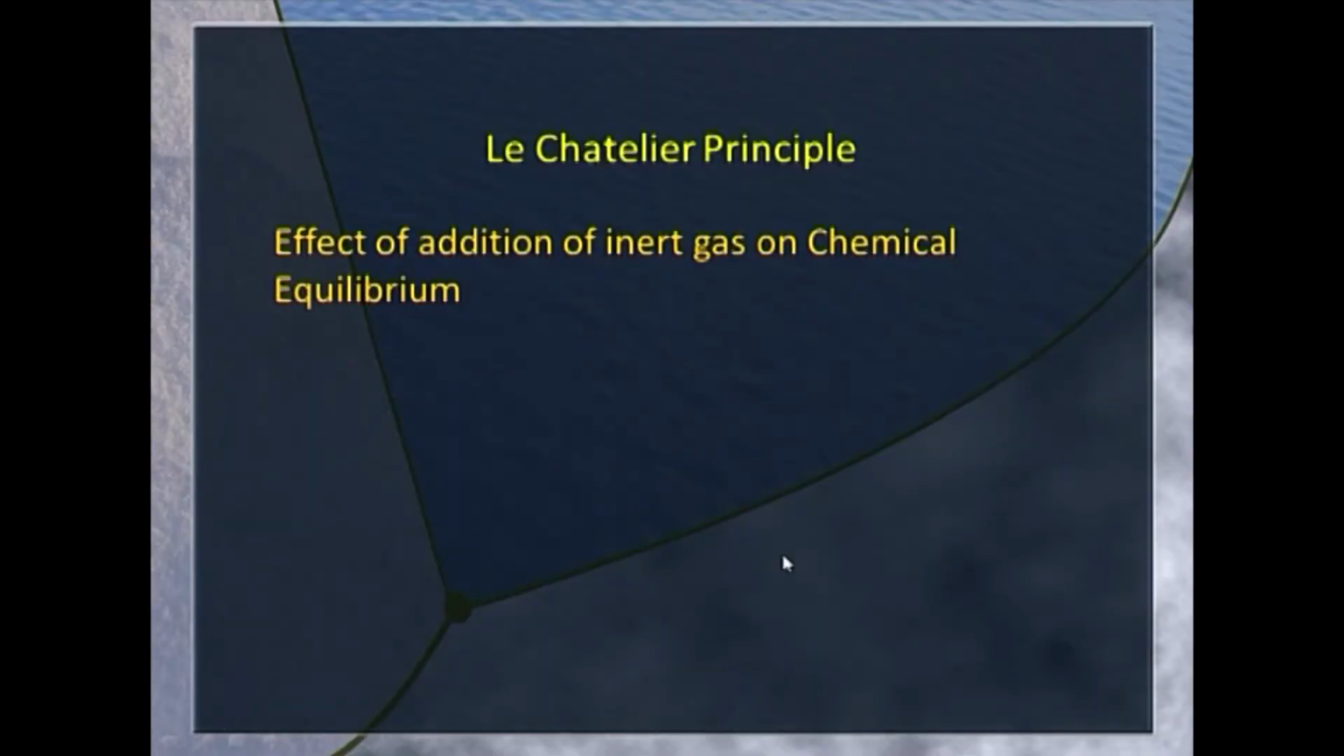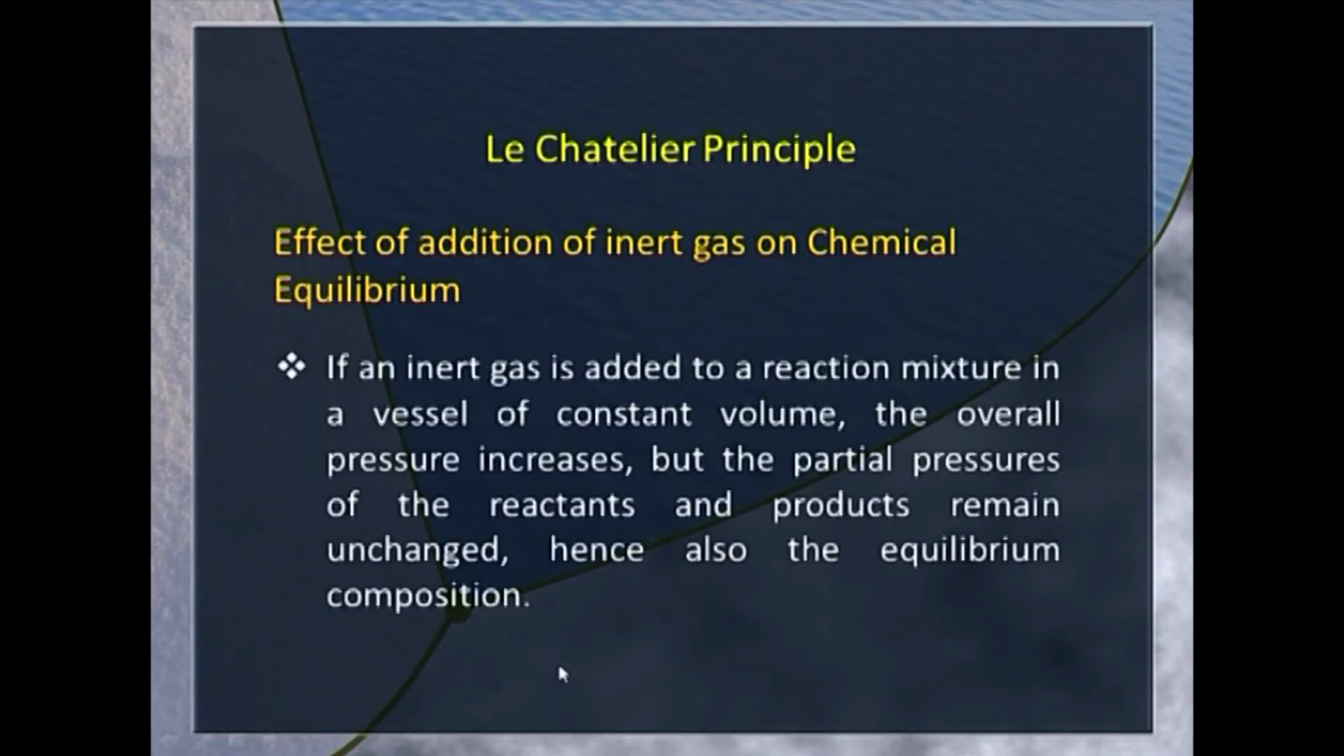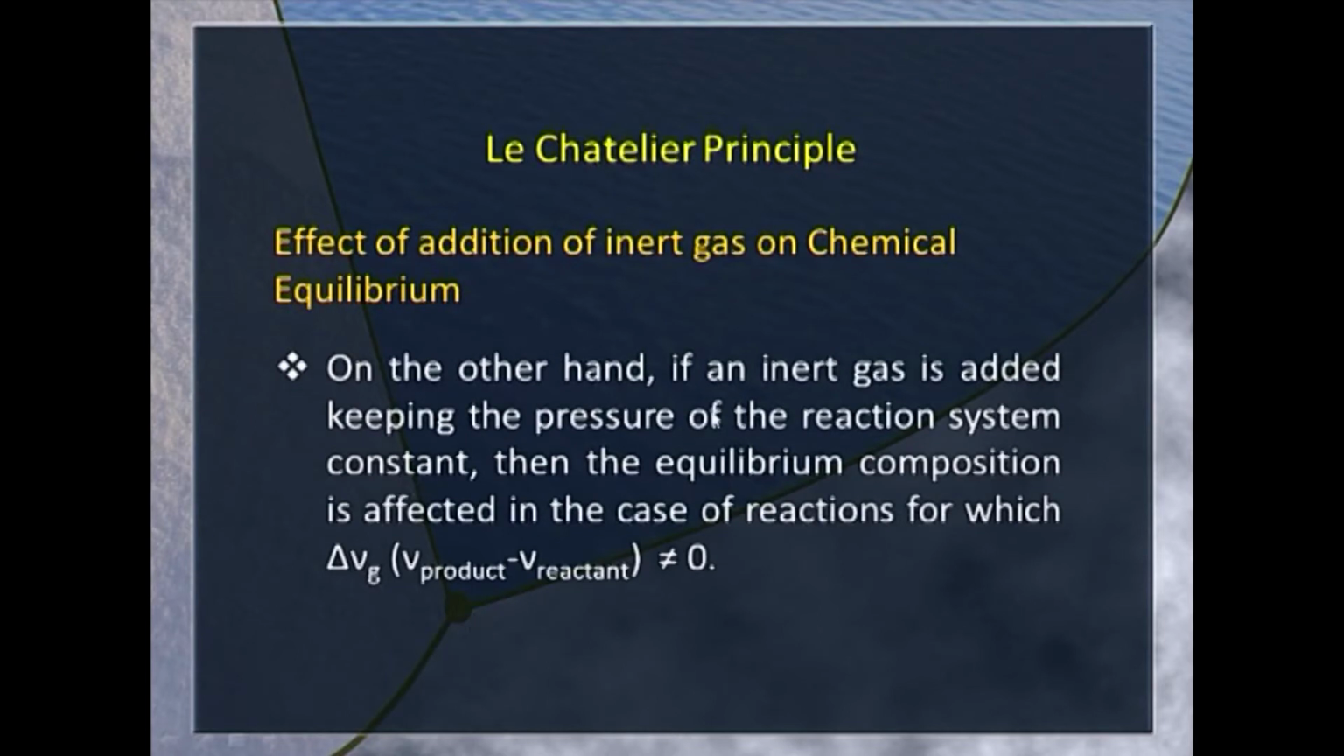If an inert gas is added, it increases the pressure, but the partial pressure of reactant and product both increase by the same amount and therefore, the equilibrium does not show a change. On the other hand, if the inert gas is added keeping the pressure of the reaction system constant, then the equilibrium composition is affected in the case of reaction for which the volume of the product minus volume of the reactant is not equal to 0.